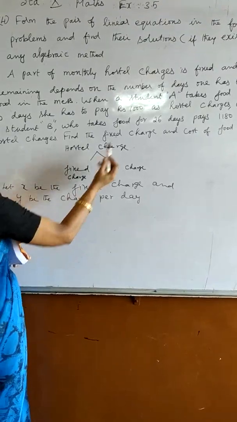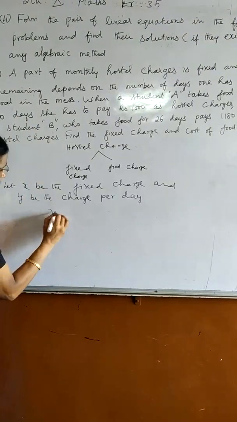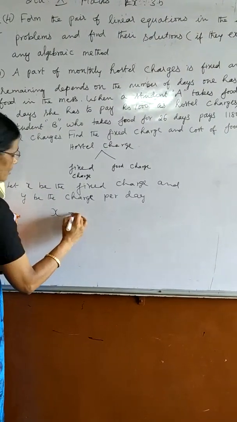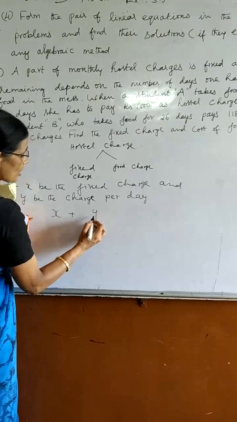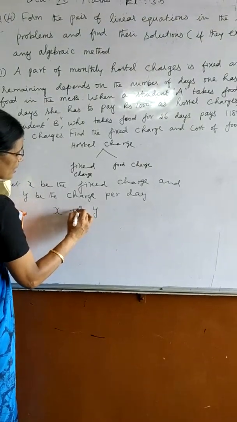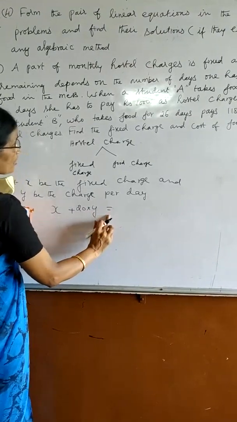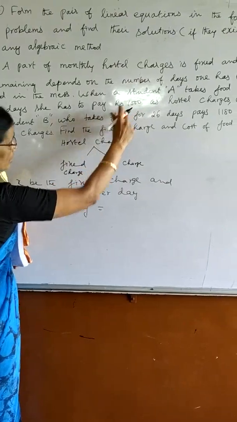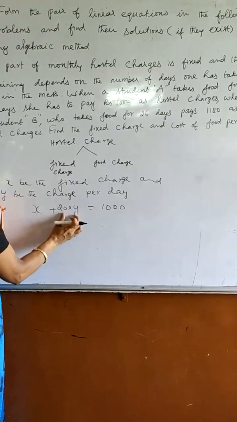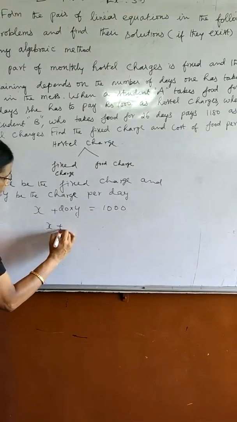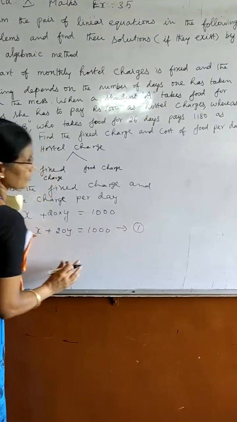The first student A takes food for how many days? 20 days. So the child is paying the fixed charge and 20 days food charge. 1 day the cost of the food is y rupees. The child has taken for 20 days, therefore 20 into y plus x gives the hostel charge. What is the charge paid by the child? ₹1000. So this 1000 is fixed charge plus cost of the food for 20 days. So x plus 20y equal to 1000 is our first equation.